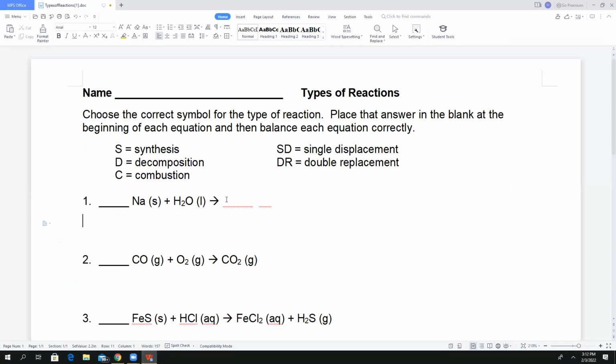All right, so I erased it on purpose because see, there's some metal and there's water. When you react these two, you're going to form a hydroxide, which is OH, right? But then you're going to still have hydrogen that you're going to make. So that's what this is.